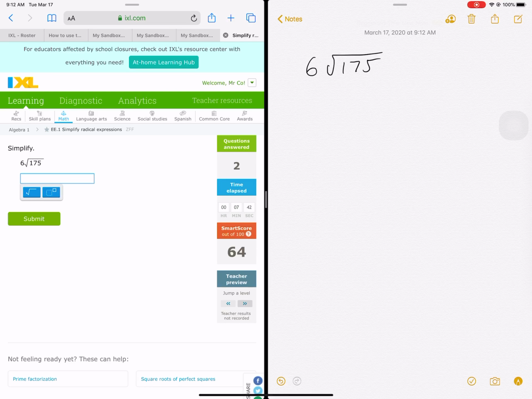Now, which one do we have to take care of? The 6 is already on the outside. We have to worry about the square root of 175. So I don't know what the square root of 175 is. So I'm going to draw my box method here. I'm going to start dividing by numbers.